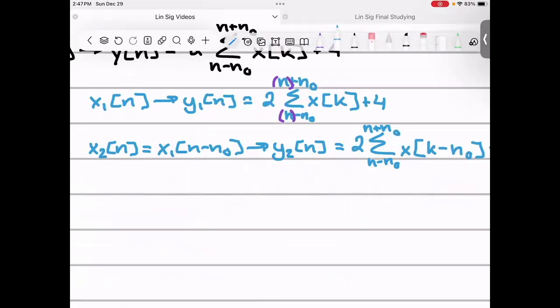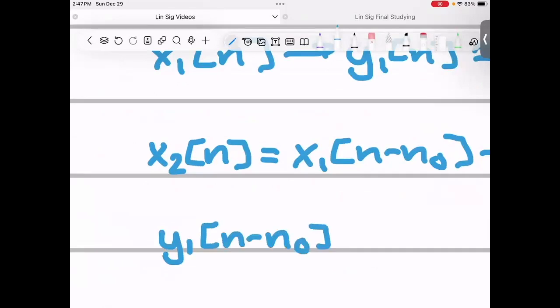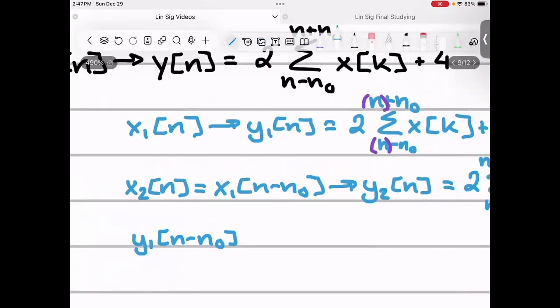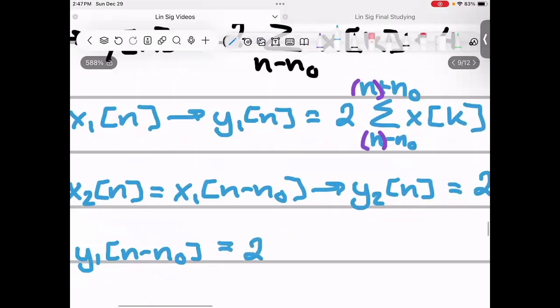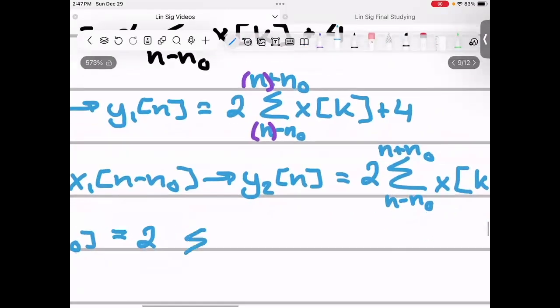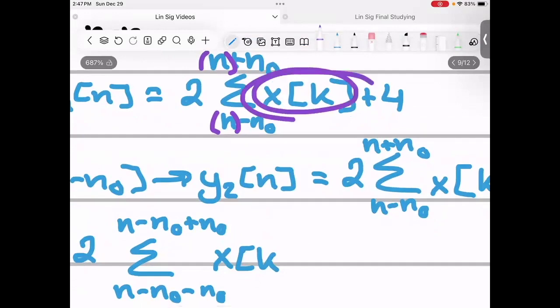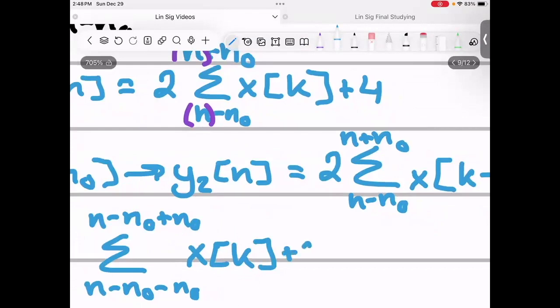Okay, now we're going to solve for our y1 of n minus n naught. So we're going to get y1 of n minus n naught, and then we're going to plug in the n minus n naught wherever we see an n. So we're going to have 2. If we look over here, if we have our imaginary parentheses drawn around that n, we're going to go from n minus n naught plus n naught to n minus n naught minus n naught, x of, and this is where things get funky because there's no n here. The x of k part is not dependent on n at all. So we're just going to leave it as k and then plus 4.